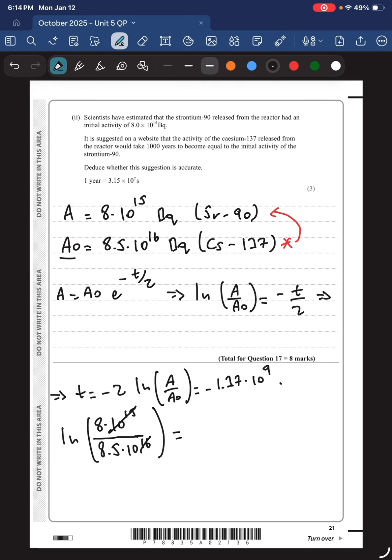And this cancels. If we multiply, the ln of a number less than 1 is a negative quantity. So negative times negative gives you positive, and we end up with 3.24 times 10 to the 9 seconds, which is equal to 102.8 years, which is much less than 1,000 years. So the claim is false.